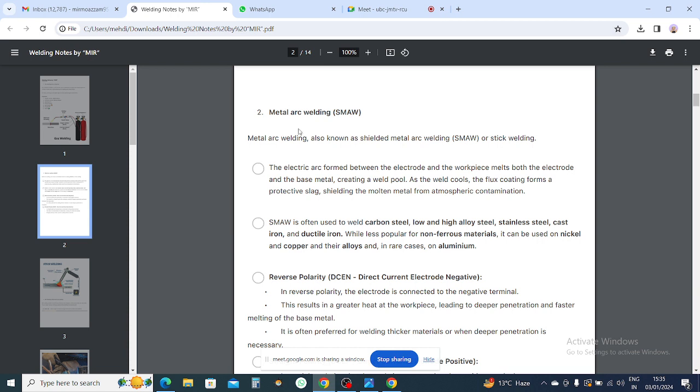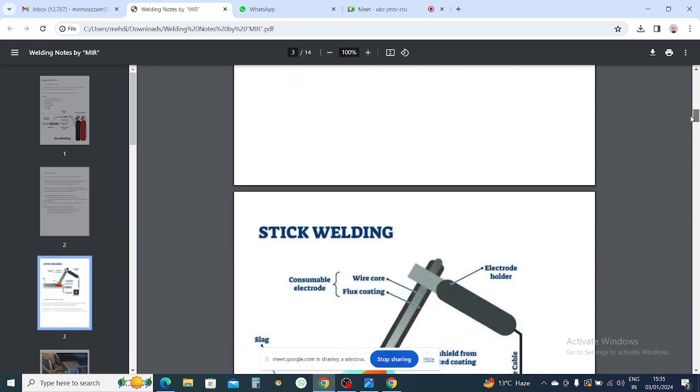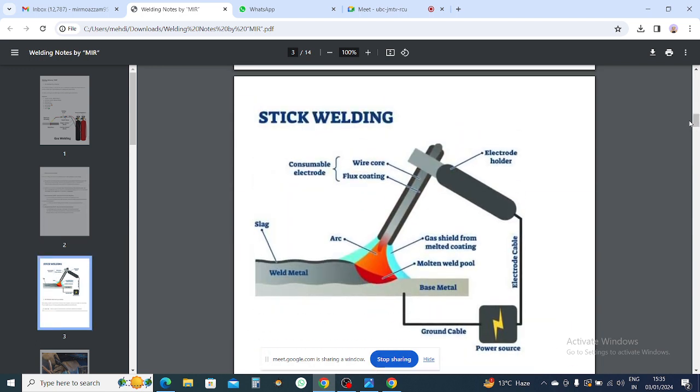And second is metal arc welding. Metal arc welding is also known as shielded metal arc welding or stick welding. Let's look at the components. We have power source, ground cable, electrode holders, wire, flux coating, consumable electrodes, slag, metals, arc, and molten metal. We will discuss what each is.